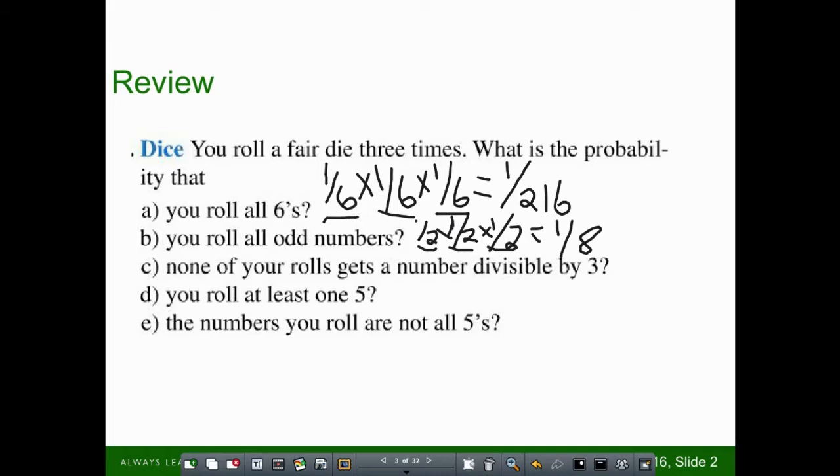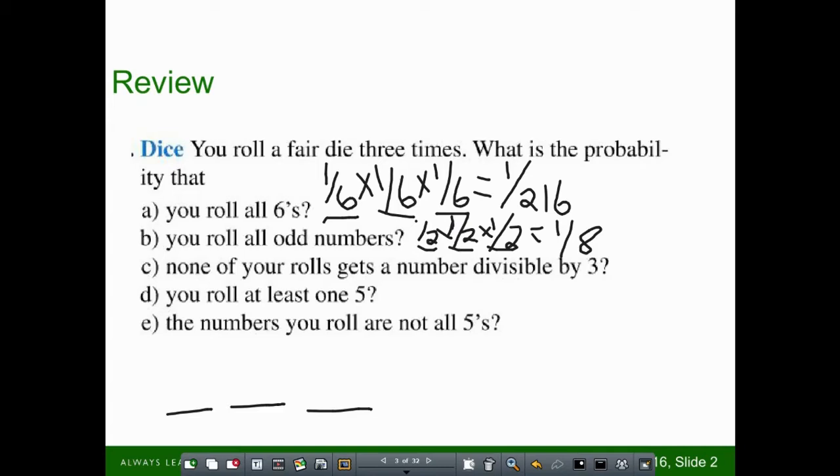I'm going to do this one at the bottom, and then I'll go ahead and erase it in a second. But we need to find the probability that none of the rolls get a number that is divisible by 3. So what numbers are divisible by 3? That would just be 3 and 6, because both of them are easily divisible by the number 3 to give us 1 and 2. All the rest of the numbers do not divide by 3. So we want to find the probability that none of your rolls get a number divisible by 3.